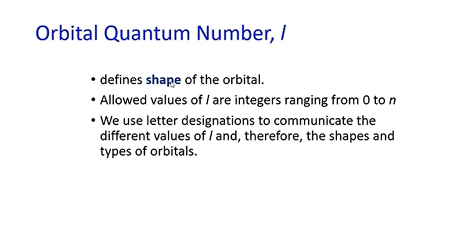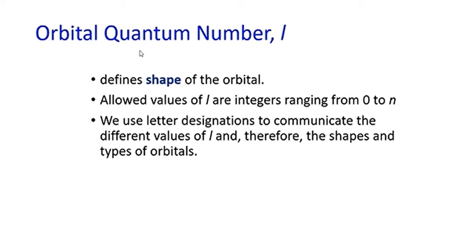Then the orbital quantum number, simply l, defines the shape of the orbital. We need to identify the shape of the path that the electron moves in, because it may be a round shape, an oval shape or a square shape.